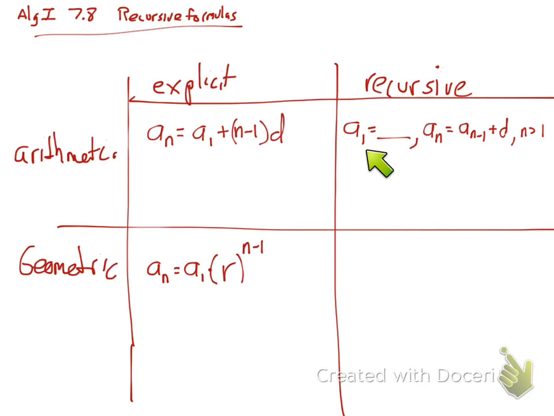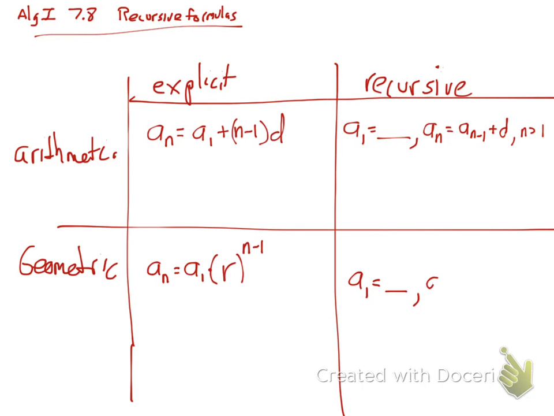So if it asks for the 100th term, which formula do you want to use? Explicit or recursive? Explicit, because you do not want to find 100 terms. You want to find one term. Okay? Same thing applies for the geometric recursive. Geometric recursive, you still have to state your first term.